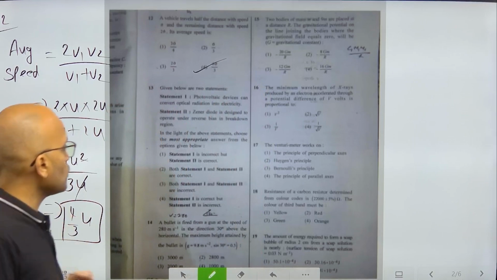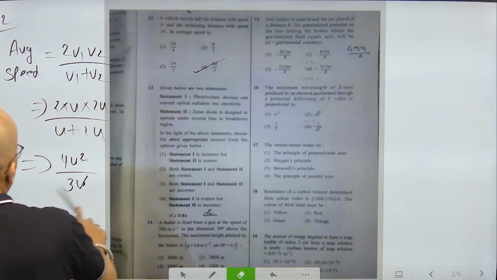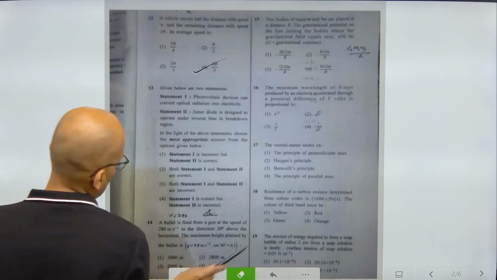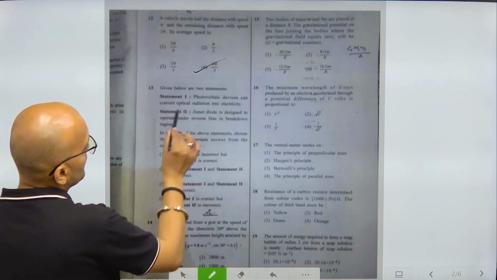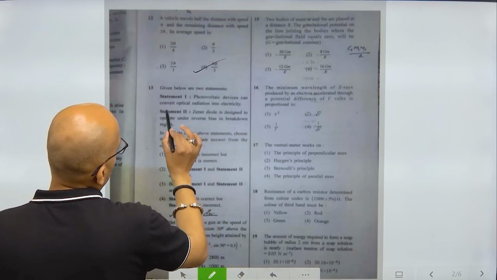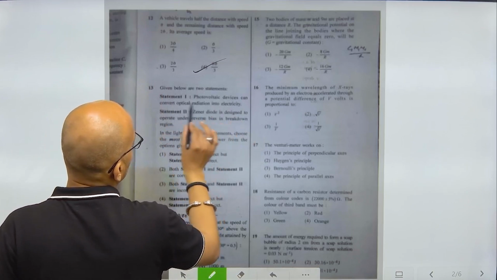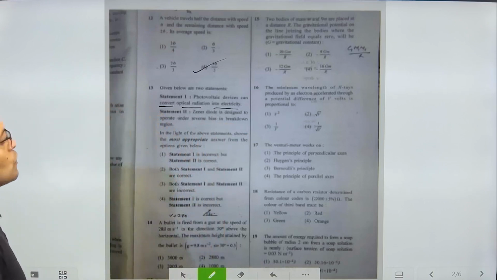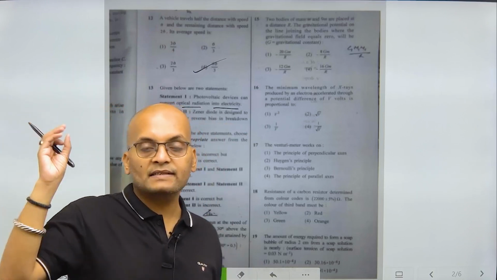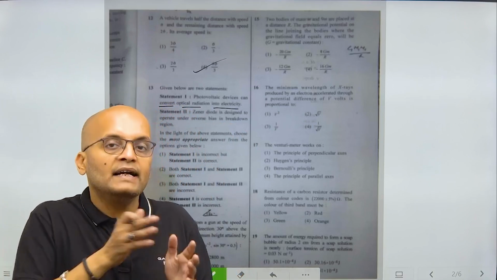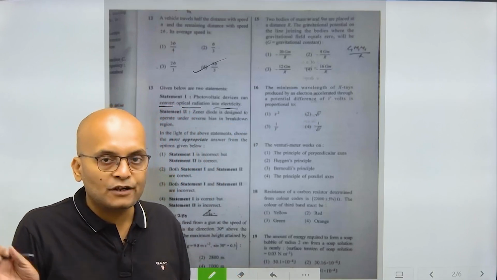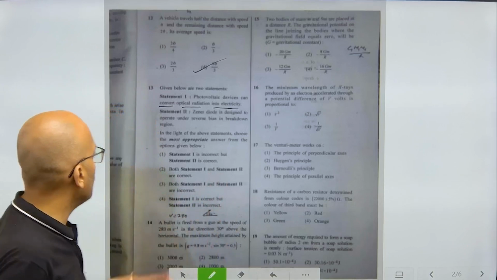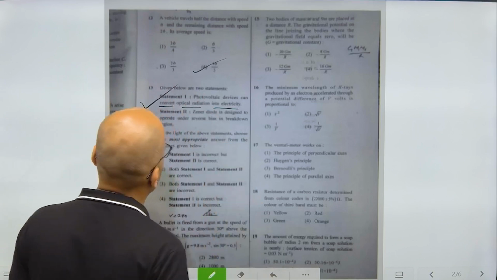Now, next is your assertion reason sort of question. Two statements are given. We will first read those statements and then we will see. Statement 1 is, photovoltaic devices can convert optical radiation into electricity. So what happens in photovoltaic devices? When light is incident on it, it radiates electrons. So movement of electrons means that current is going to flow. So obviously statement 1 is absolutely correct.